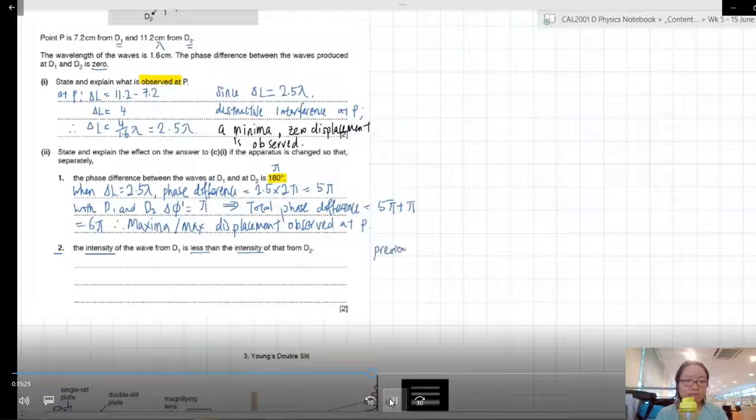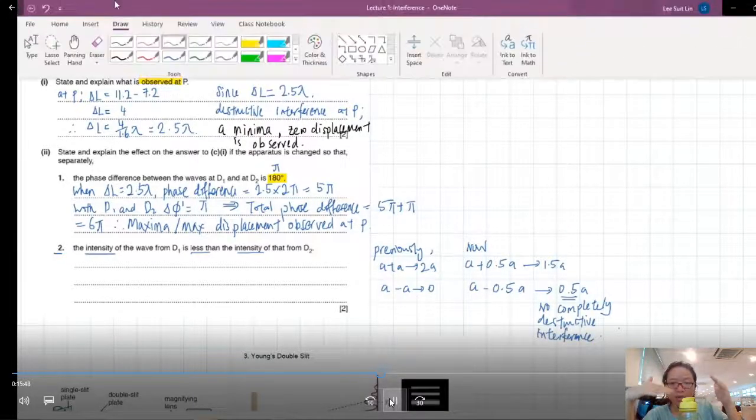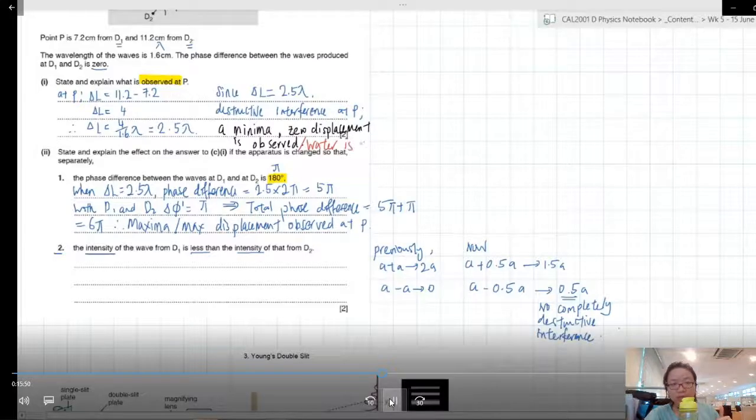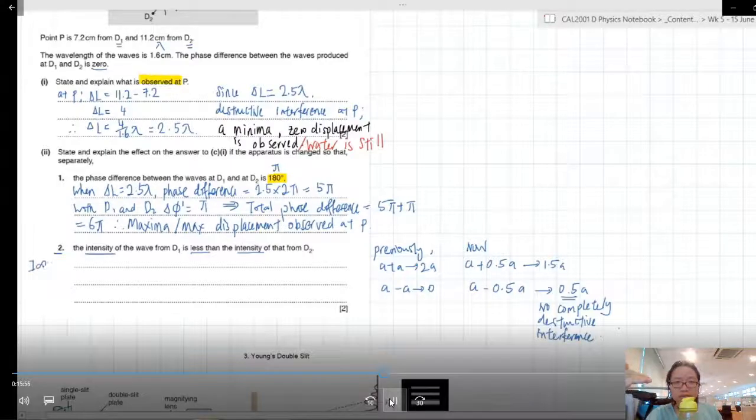Now what happens when the intensity of the wave from D1 is less than the intensity of the wave from D2? Previously, when you get A plus A, you get 2A. A minus A, 0. Now, you have A minus 0.5A, because let's say the intensity decreases. You cannot cancel out, because once the intensity is different, at destructive interference, one amplitude is not enough to minus the other one. So in the first case, the water is still, 0 displacement. Now you cannot get 0 displacement anymore. You will get less displacement, but not 0.